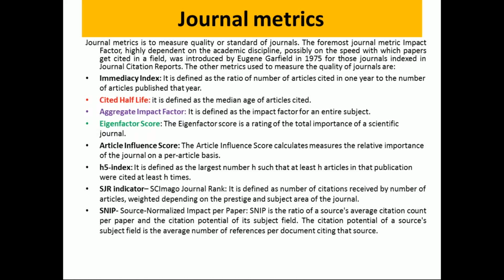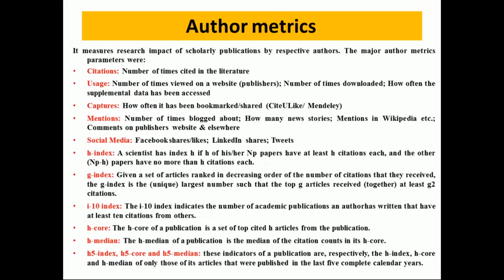I can have author metrics. Author metrics measure the research impact of scholarly publications by respective authors. The major author metrics parameters are: citations, the number of times cited in the literature; usage, the number of times viewed on a website, number of times downloaded, how often the supplemental data has been accessed; captures, how often it has been bookmarked or shared; mentions, number of times blogged about, how many news stories, mentions in Wikipedia, etc., comments on publishers' websites and elsewhere; and social media, Facebook shares, likes, LinkedIn shares, tweets.